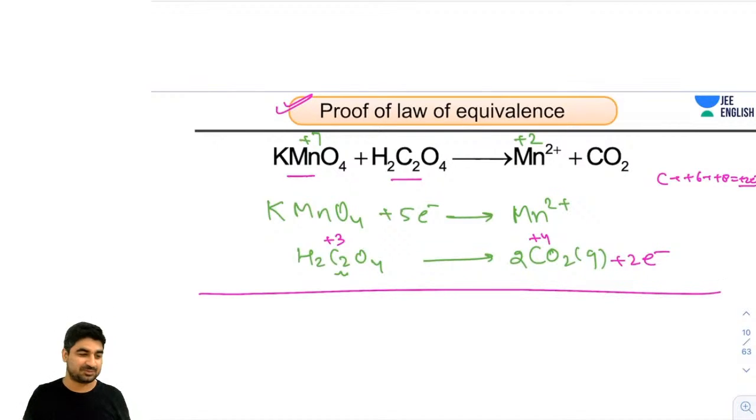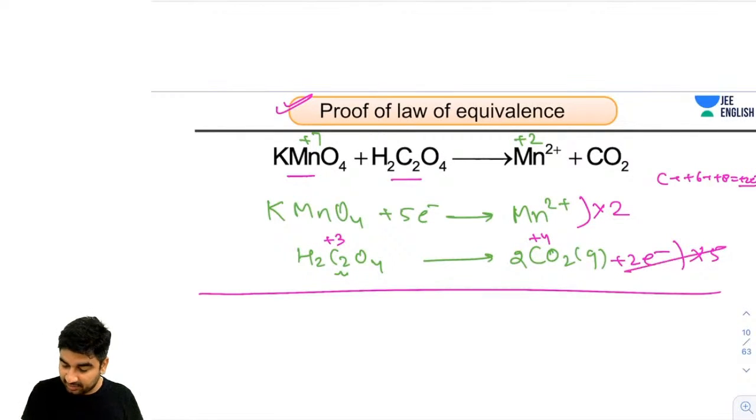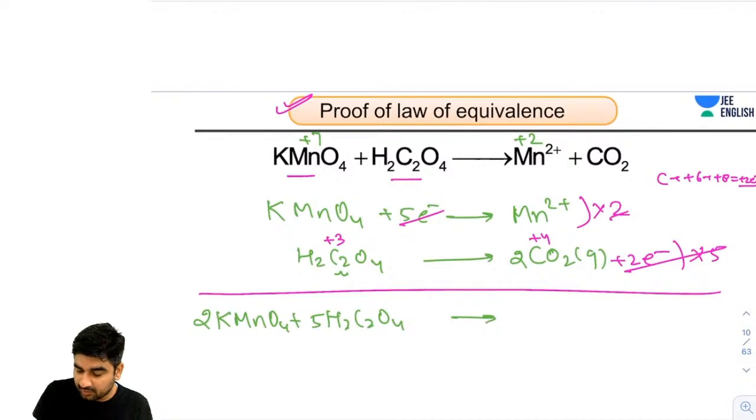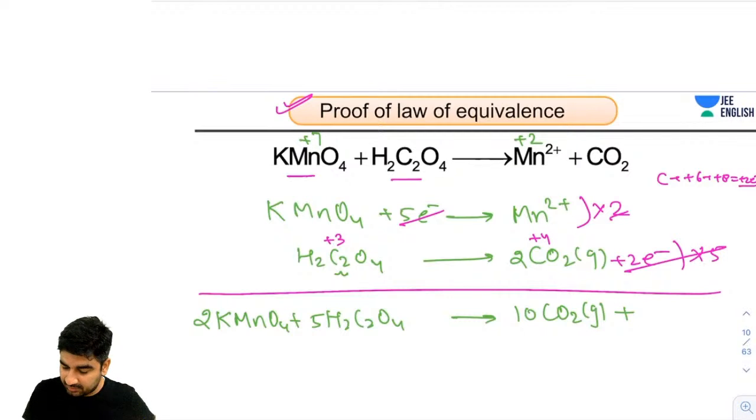Now what should I do now? Just multiply it by 2 and multiply it by 5. So there are 10 electrons cancelling here. 10 electrons are cancelling. Note it down. And when you write this reaction, you will be getting 2KMnO4 plus 5H2C2O4 will give you 10CO2 gas plus 2Mn2+.